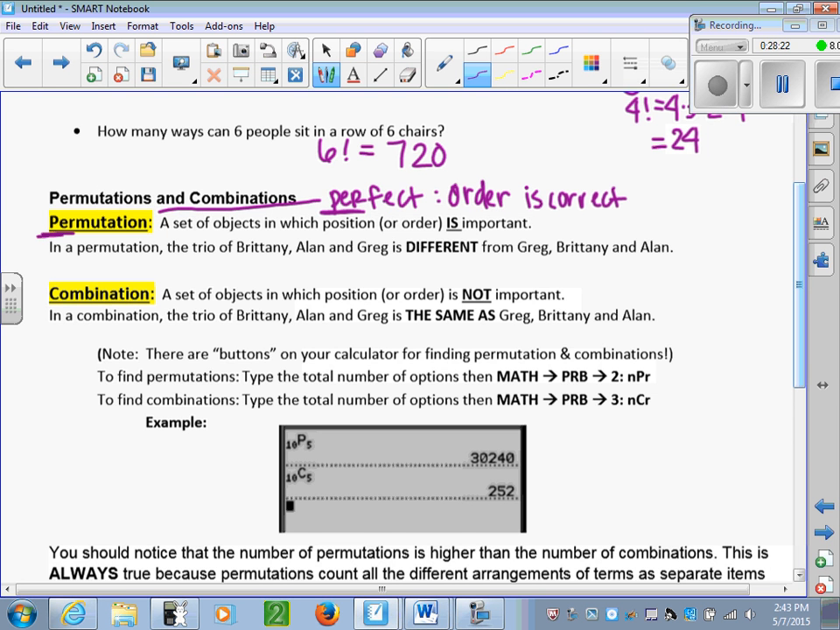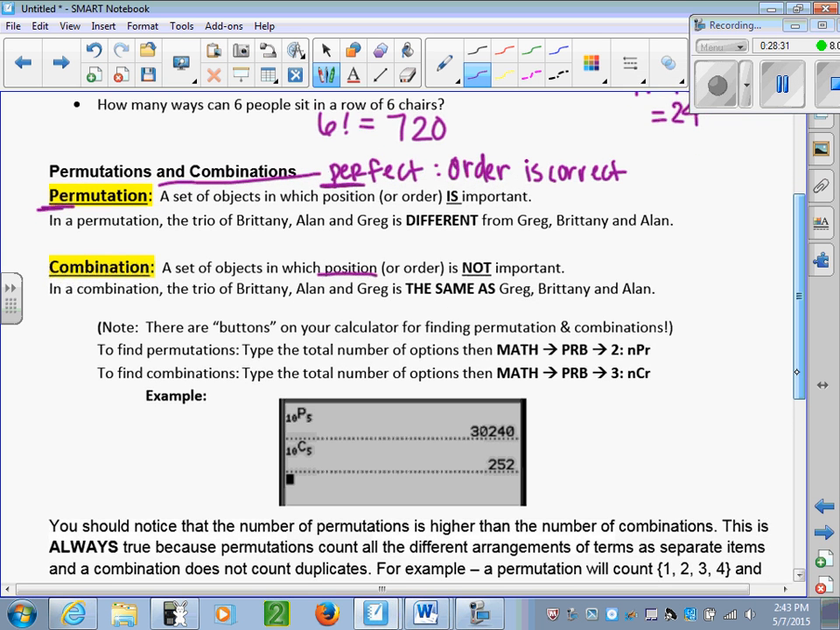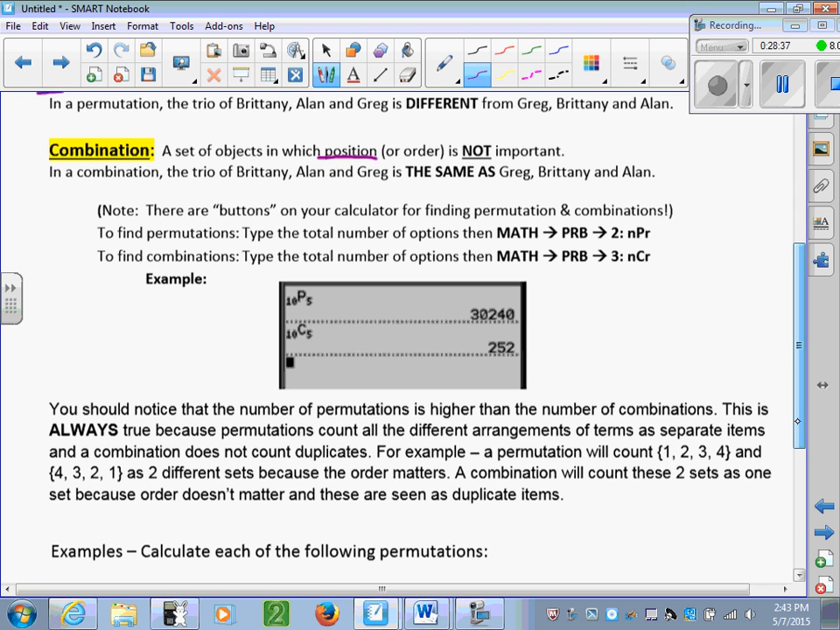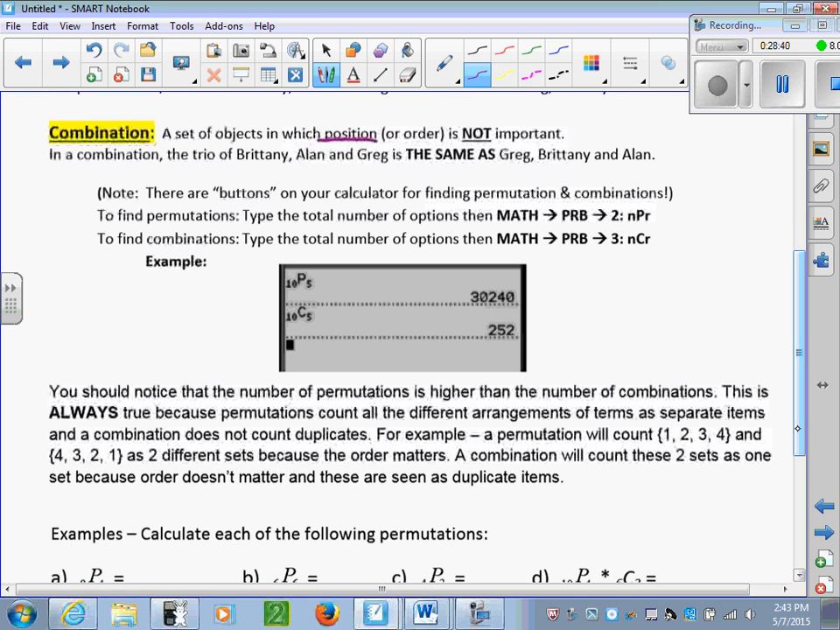The other option is combination, in which case your order doesn't matter. Sometimes it'll say position, but order does not matter if it's a combination. Just think permutation is perfect. Order is perfect. Okay, and you can do both of these on your calculator. These are the steps for permutations. You're going to hit Math, probability, and then menu option number 2, NPR. Combinations, similar area: Math, probability, and number 3 for NCR. Makes sense? C for combinations, P for permutations.